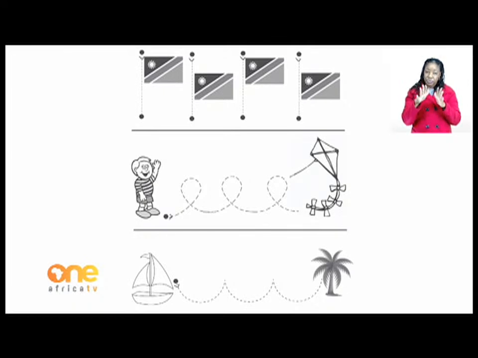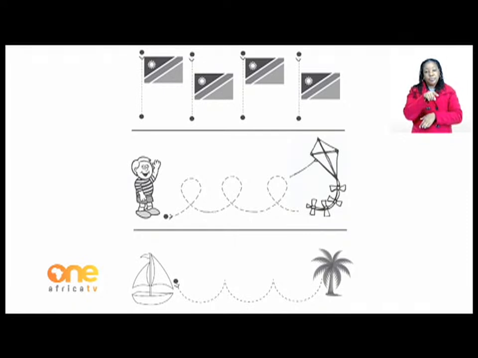Let's look at the last part of page 22. We have two pictures that need to be connected. And where do we start? When we do our writing all the time, we start from the left and we go to the right. Now we need to show the direction of how this boat is going to sail until it reaches the palm tree. Right, let's put our pencil on the first dot and follow the direction of the dotted line.